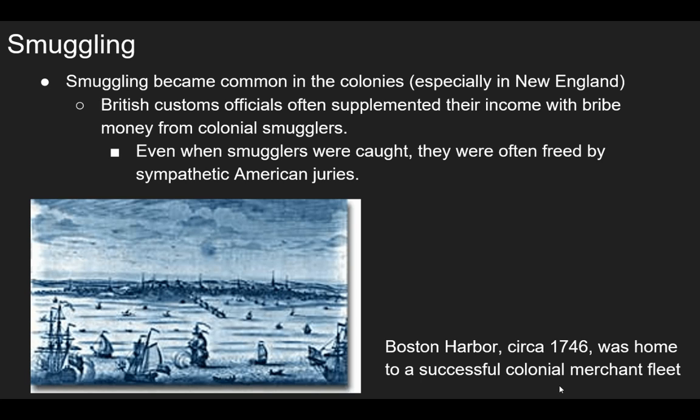They didn't have this sort of national allegiance to the British crown. Again, we're talking about people who've never been to England or lived in England. We're like second and third generation American-born citizens now. And they're technically British nationals, but they're having less and less allegiance to the crown. Even when smugglers were caught, they were often freed by sympathetic American juries. So there are ways to go about maintaining colonial autonomy, even when salutary neglect comes to an end.